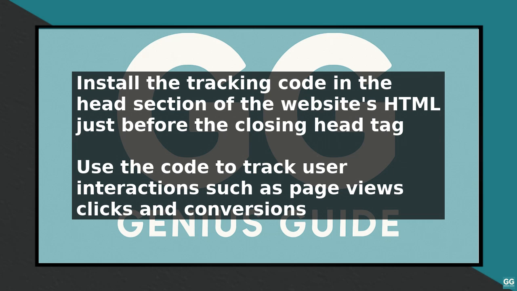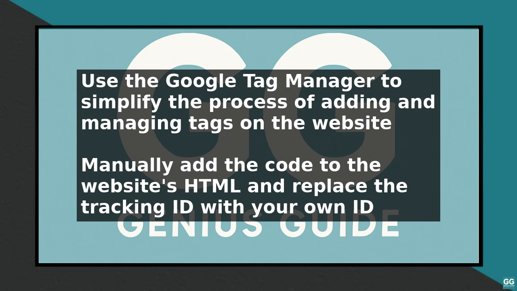To install the tracking code, you can use the Google Tag Manager, a free tool that simplifies the process of adding and managing tags on your website. Alternatively, you can manually add the code to your website's HTML. Make sure to replace the tracking ID with your own ID to ensure accurate tracking.